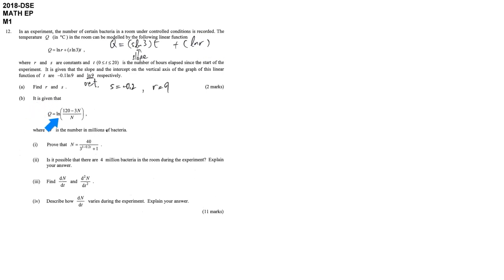Now in part B, they give you another point of view of q. So q at the same time is equal to this item, and then we have to prove that n is equal to this. This is the relation between t and n, so we are going to combine them together. Natural log r is 9 plus s, that means negative 0.2 natural log 3 times t is equal to natural log of 120 minus 3n divided by n.